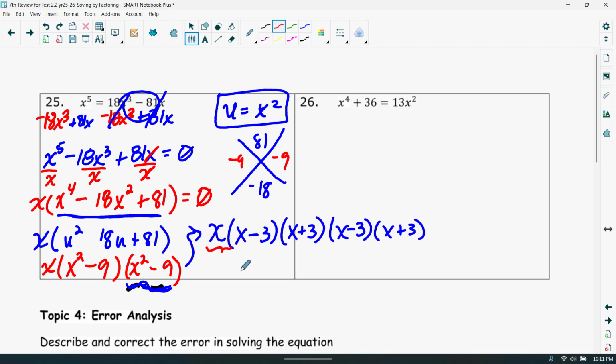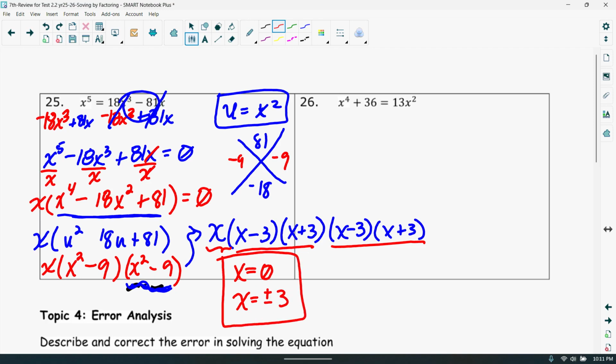So our solutions are x equals 0. That's that GCF. And then these two are the same, and they don't have a coefficient, so we just have to do the opposite. So we have a plus and a minus 3. And there are our solutions. All right, so that takes care of this section. Check your answers on Wayground for the evens, and then we are going to wrap up with the topic 4.